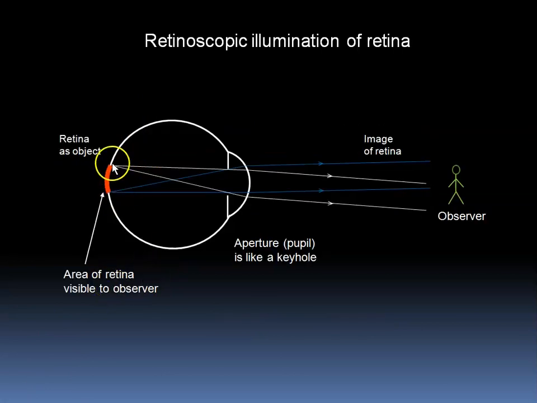The area of retina visible to the observer using the retinoscope is quite small. Since the observer is far away, relatively around 2/3 of a meter away from the patient, the area of illuminated retina visible is here.